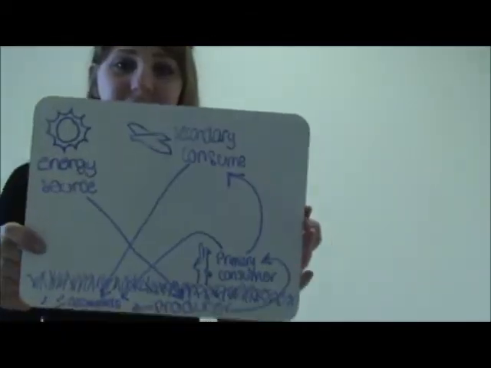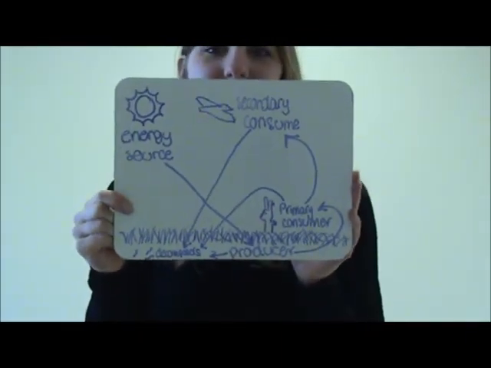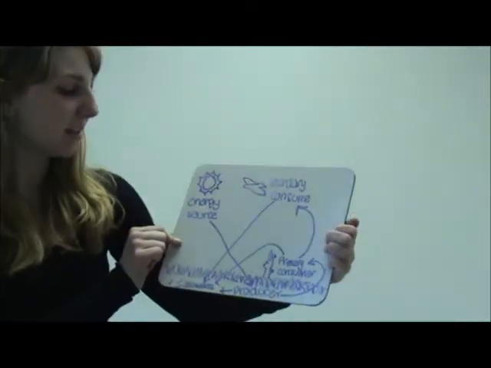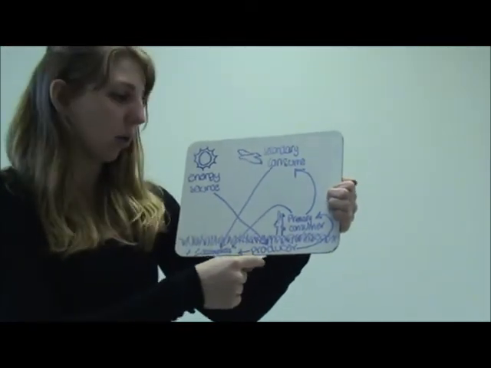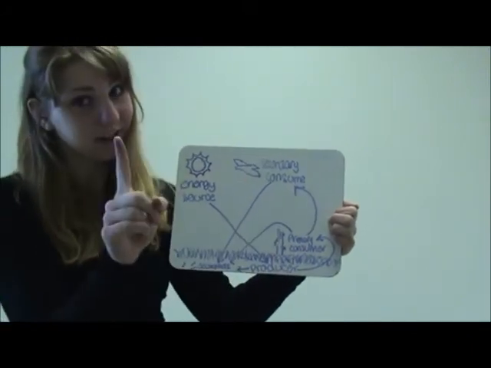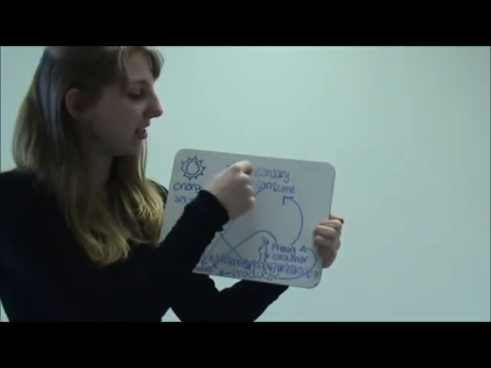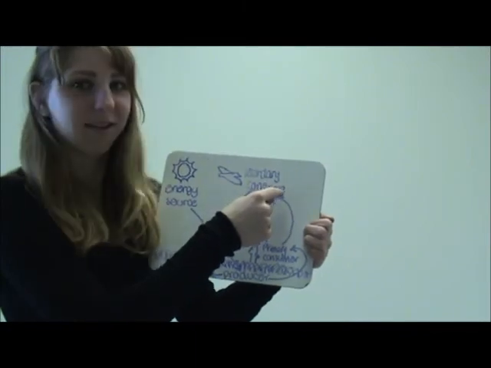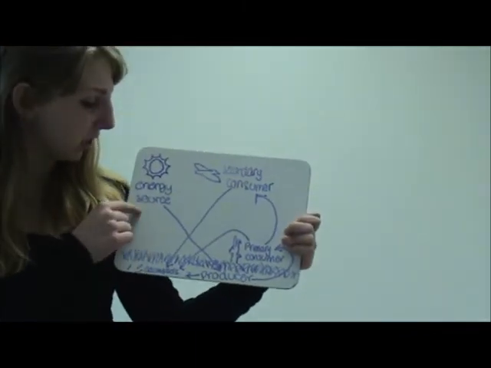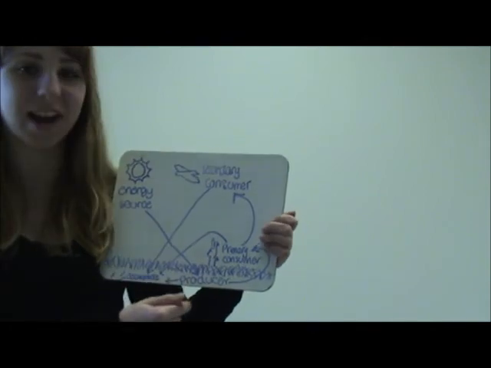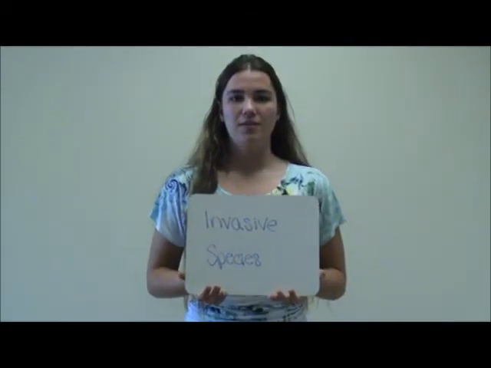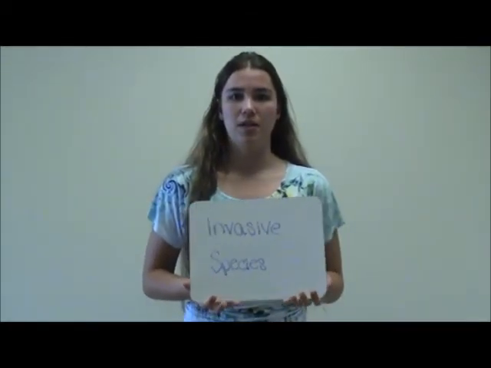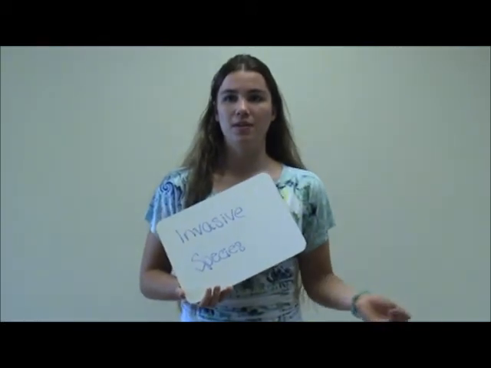This is our beautiful diagram of a food web in an ecosystem. So, just to wrap things up, the energy source provides energy to the producers, which provide energy to the consumers, the primary consumers, and then provide more energy to the secondary consumers. To wrap things up, the energy source provides energy to the producers, which provide energy to the primary consumers. An invasive species is basically a species that has been brought to a new environment.